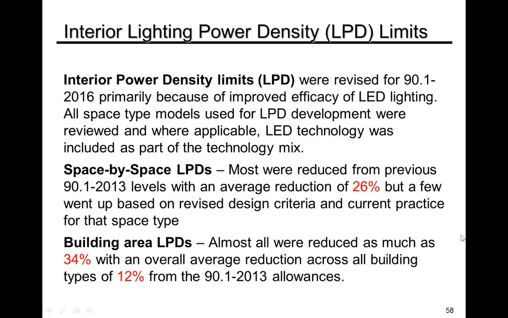If you take an average of all the reductions, it's about 26%, but of course that's an average of a whole bunch of different space types, about 100 of them. A few of the space types did go up, and this does happen periodically, mostly because of design criteria and current practice. IES light levels, if those go up or down, we tend to follow those. But that's usually the exception, not the rule. The majority of them went down. Building area LPDs, which are based on those space type LPDs, virtually all were reduced, as much as 34% for one of the higher ones. The overall reduction was only 12% from the 2013 allowances.